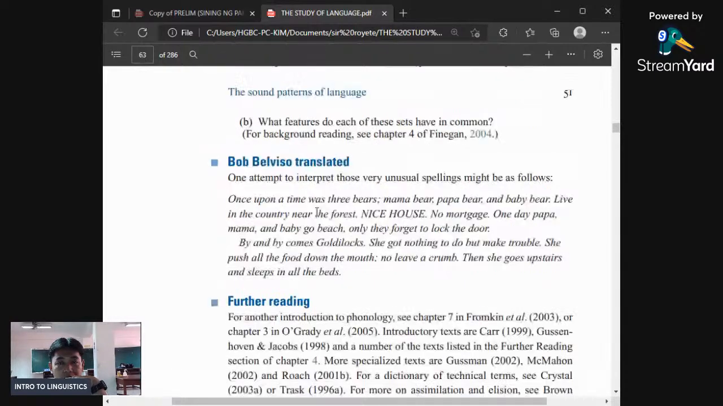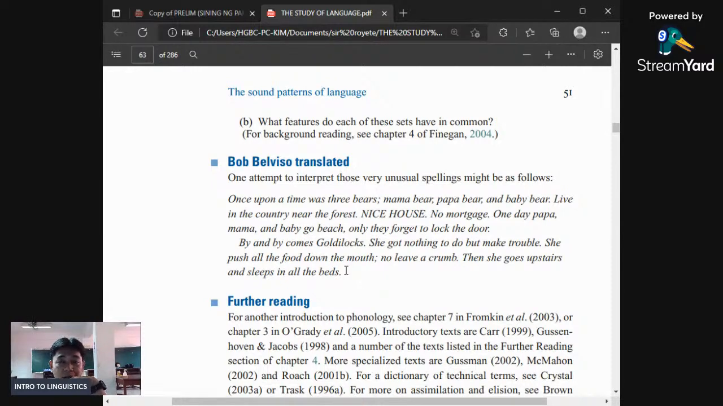And then, once upon a time, there was three bears. Mama bear, papa bear, and baby bear. Live in the country near the forest pala. Nice house, no mortgage. One day, papa, mama, and baby go beach. Only they forget to lock the door. By and by comes Goldilocks. She got nothing to do but make trouble. She pushed all the food down to the mouth. No leave a crumb. Then she goes upstairs and sleeps in all beds.